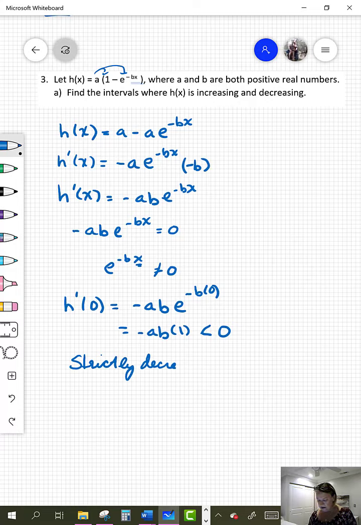Actually, I made a mistake up here. I thought something was off. The derivative of negative bx is negative b. So it should have been a negative b, which makes that a positive ab e to the negative b times 0. And this is always greater than 0. And this is strictly increasing, not decreasing.